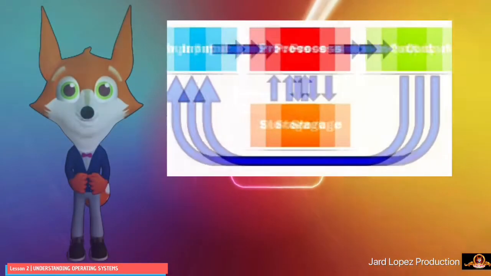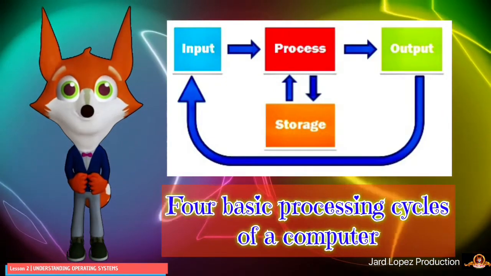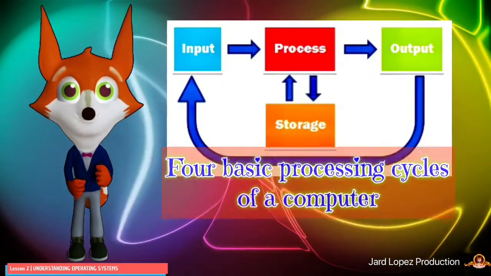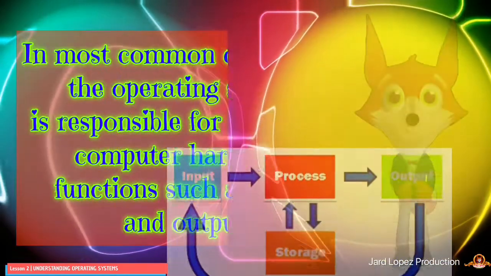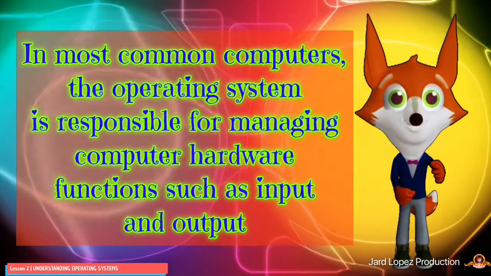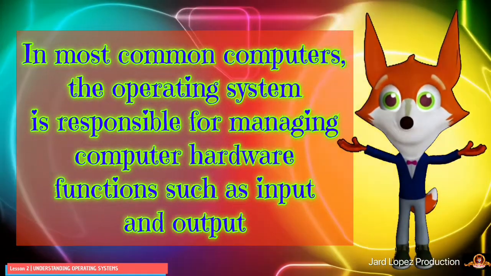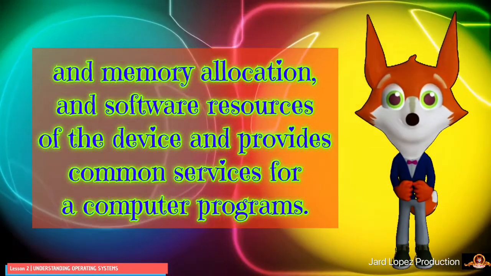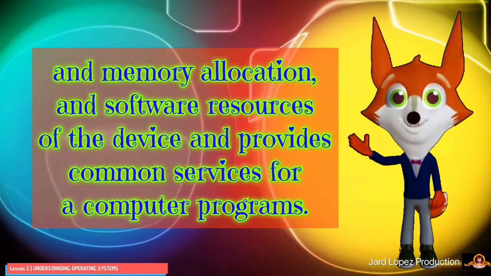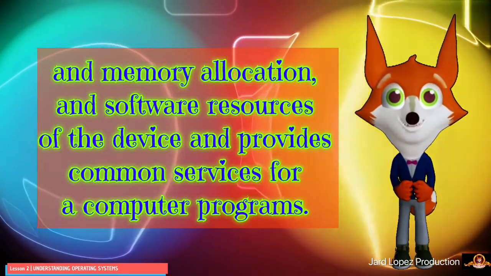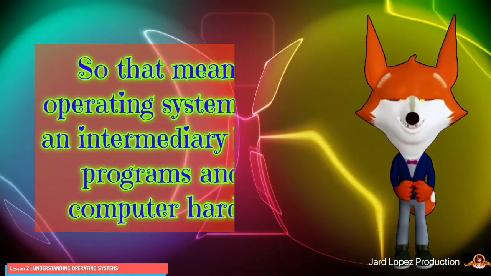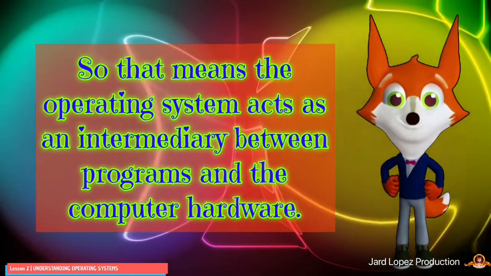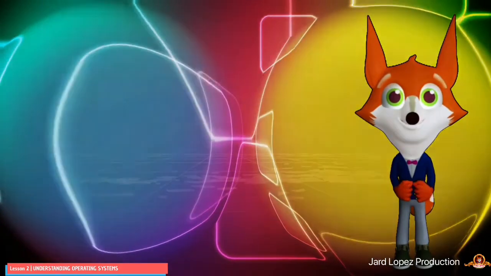Now, we already know the 4 basic processing cycles of a computer. Let's talk about operating systems. In most common computers, the operating system is responsible for managing computer hardware functions such as input and output and memory allocation, and software resources of the device, and provides common services for computer programs. So that means the operating system acts as an intermediary between programs and the computer hardware.